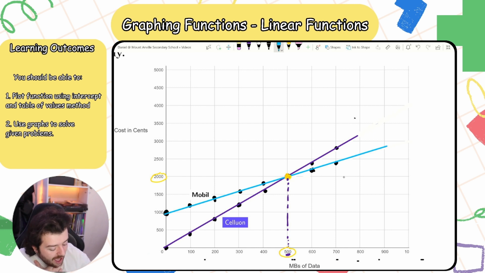It's just when you get after that here, you see Cellulon is now starting to be higher than Mobile. So it's going to be higher on the graph. That means the y values are higher, which means they're charging more. So Cellulon is charging more than Mobile when he uses over 500.